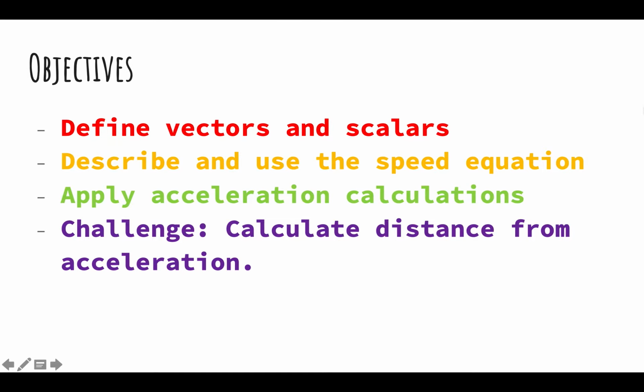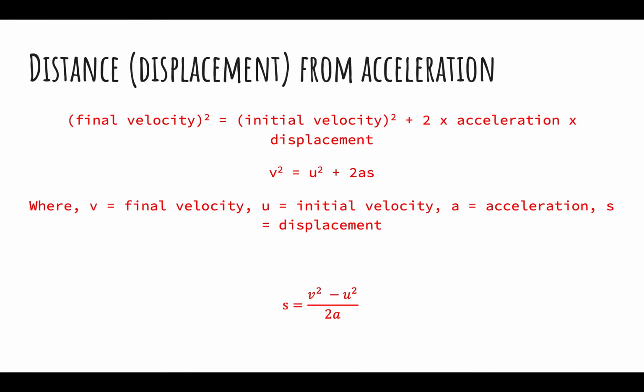So now we're going to move on to our level 7 and above work, where we'll use a variety of equations to calculate final velocity, initial velocity, acceleration, and displacement. Okay, so what we can do, we can calculate the final velocity squared as it's equal to the initial velocity squared plus 2 times acceleration times displacement.